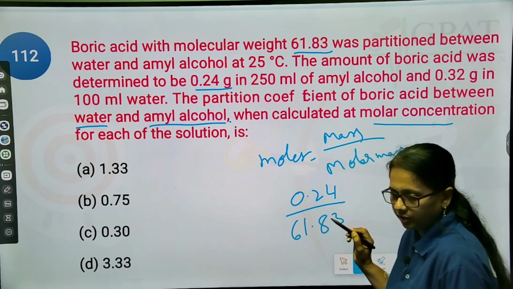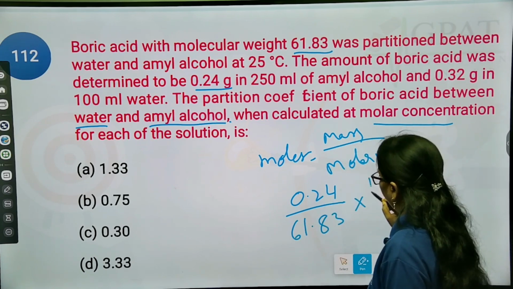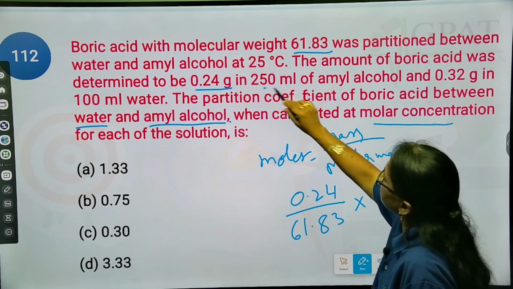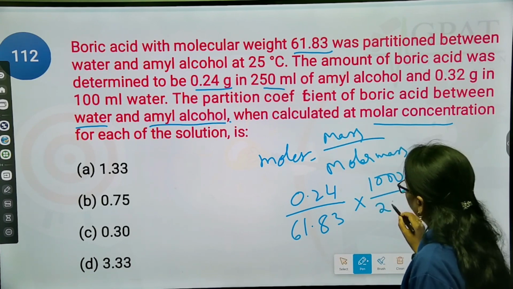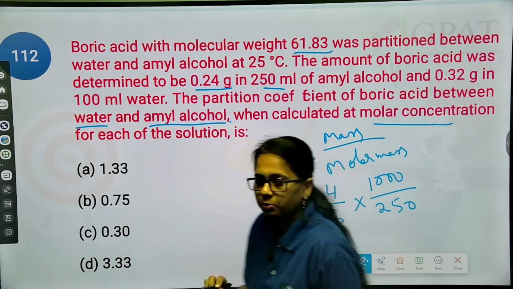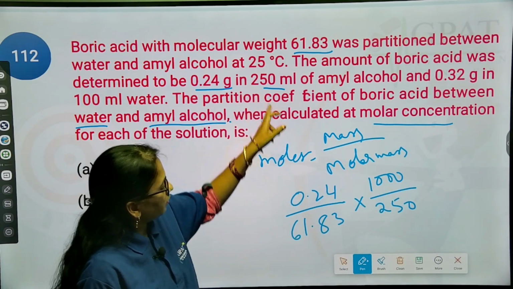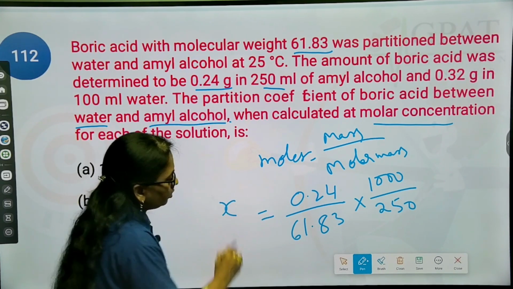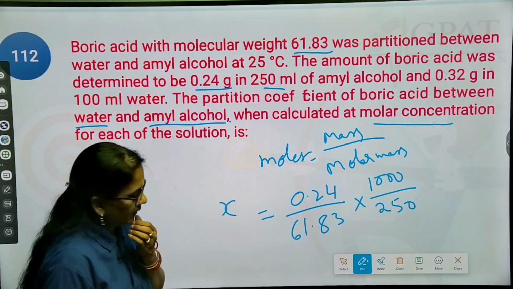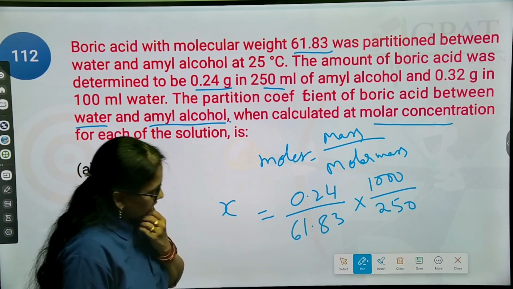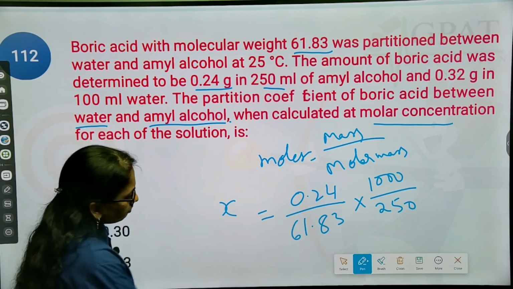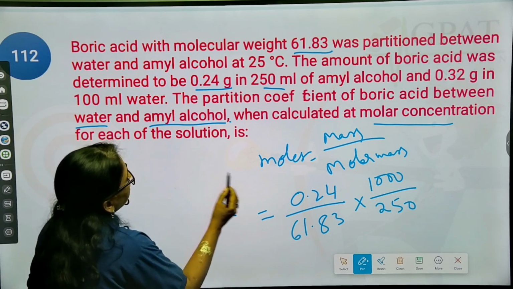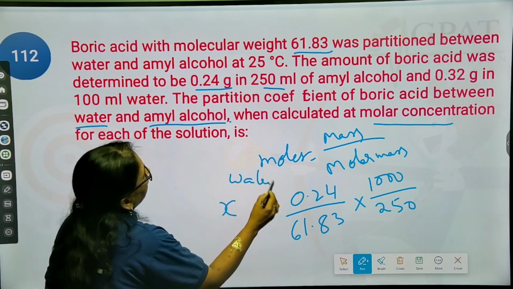And the molar mass, they have already given, is 61.83. For 1 liter it is going to be the molar mass, and we have 250 ml here. For 1 molar it is 1000 ml, but here we have 250. If you calculate this, you will get a value, let us say x. This is the value in the presence of the water and ml alcohol.